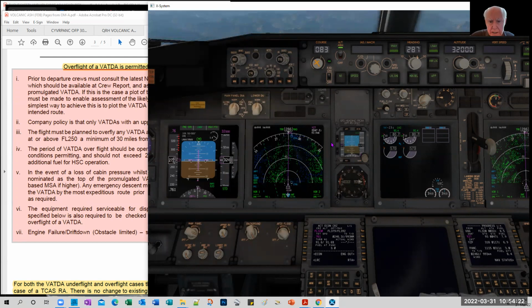Let's have a quick look at what's going on here. We'll just change the scale. I'll have a look up ahead. All right, we've got clear weather, by the way, so we've got terrain selected, and this is quite appropriate for the area that we are in.